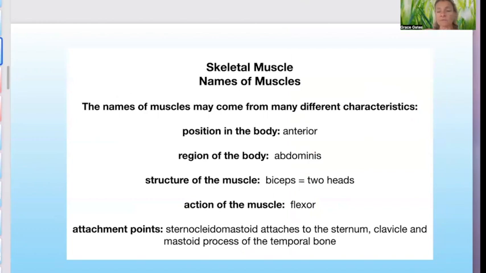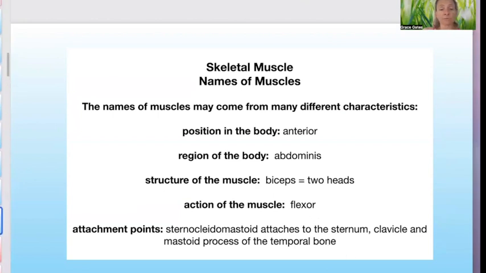The names of muscles may come from different characteristics. Perhaps the position of the body, such as anterior, the region of the body, such as abdominis, the structure of the muscle, biceps, which means two, bi, and seps, which means head, the action of the muscle, for example, flexion, so the muscle's called a flexor, or a muscle may be named for its attachment points. The sternocleidomastoid muscle attaches to the sternum, the clavicle, and the mastoid process of the temporal bone.